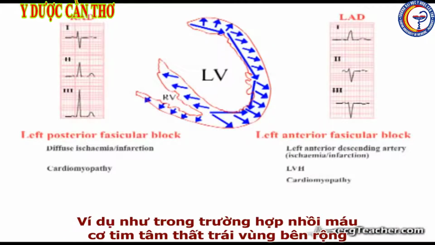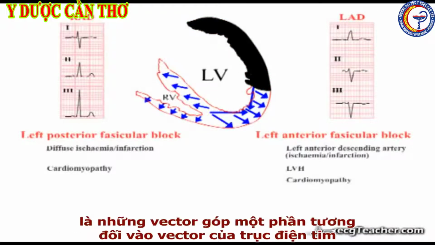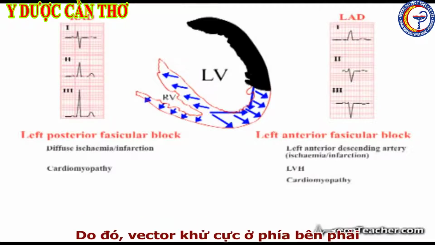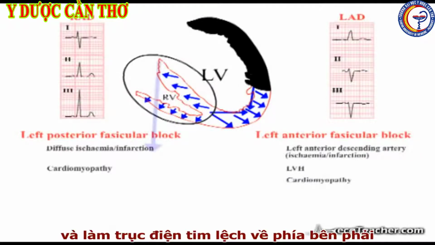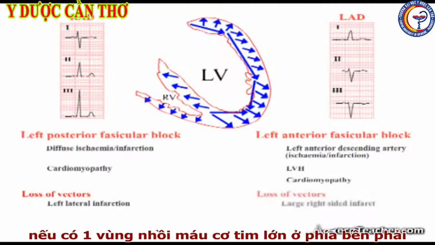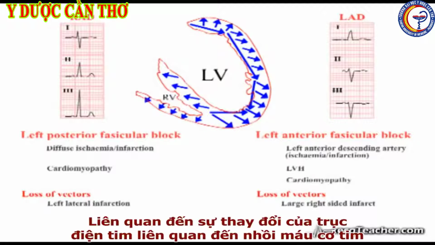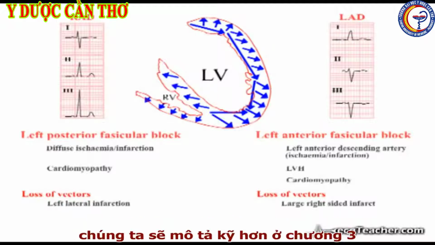For example, in the presence of a large left lateral myocardial infarction with loss of left-directed vectors, the relative contribution to the cardiac axis of depolarization events directed towards the right may become more prominent, shifting the axis to the right. Equally, a large right-sided infarction can shift the axis to the left by loss of depolarization events directed towards the right. Changes in the cardiac axis occurring in association with myocardial infarction is an area we will discuss in more detail in section 3.